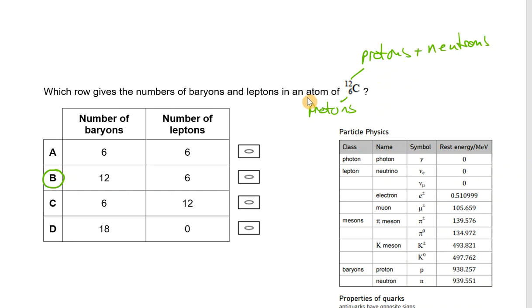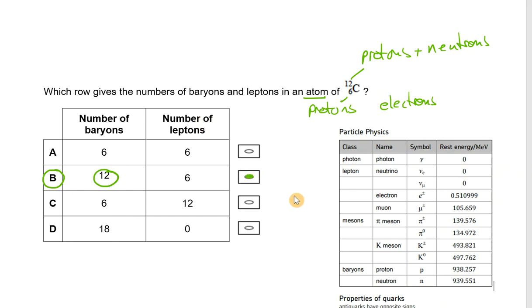And if it's an atom and not an ion, then the number of protons will be the same as the number of electrons. And then we just need to remind ourselves what protons are and what electrons are. Well, protons, you should know they're baryons. If you don't, you can look it up on your data booklet that you're given in the exams. So every proton is a baryon, but also every neutron is a baryon. So there are 12 baryons. So it has to be answer B.